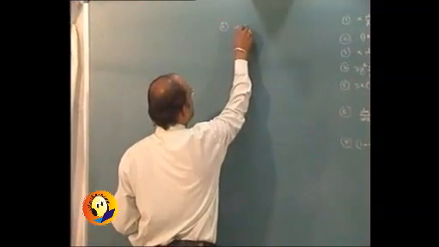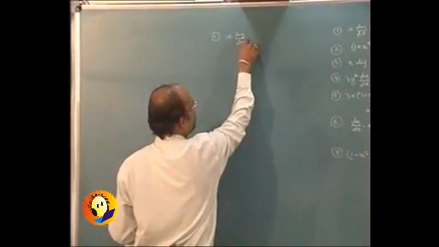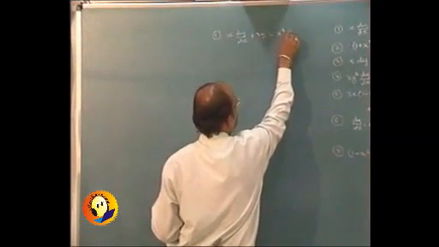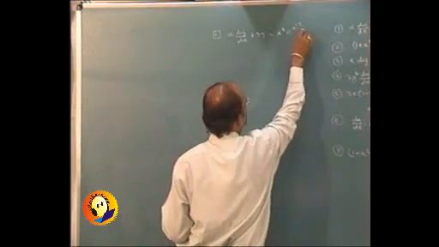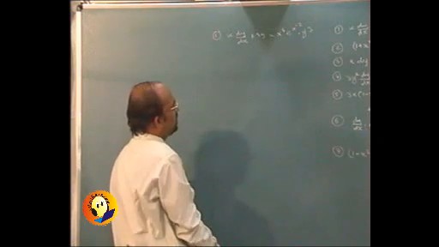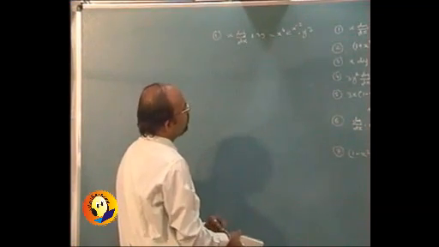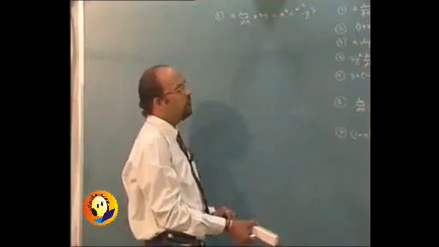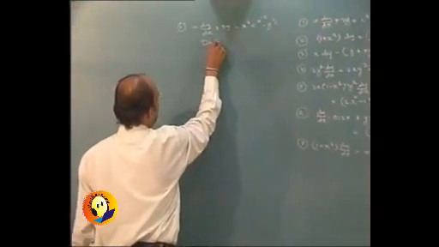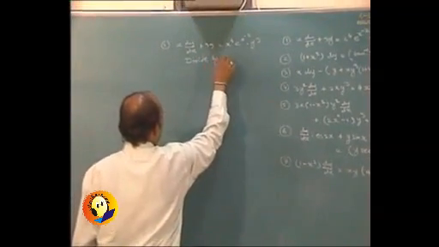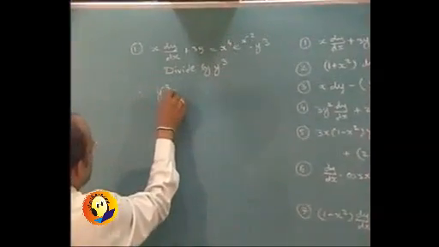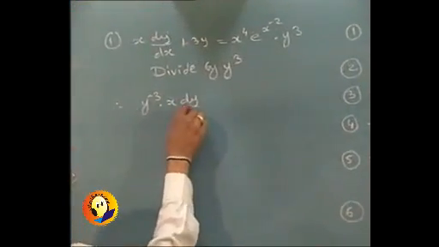It is x dy by dx plus 3y is equal to x raised to 4 e raised to x raised to minus 2 y cube. That is our form number 2, called the Bernoulli's form. The Bernoulli's form says that we are required to divide throughout by y raised to n. So we say here divide by y raised to 3, and therefore we get y raised to minus 3 into x dy by dx.